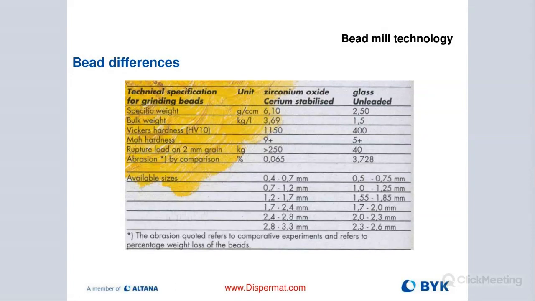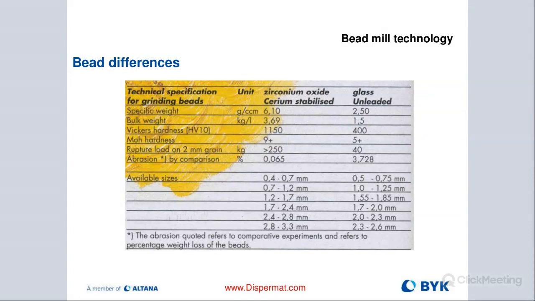So if you compare glass, you have a specific weight of 2.5. The cerium-stabilized zirconia is 6.1, almost three times as heavy, right? So that alone tells me that I have a lot more milling action with my zirconia beads than with my glass beads. The other problem is the hardness, right? My Vickers hardness is 1150 on my zirconium. On my glass, it's only 400.